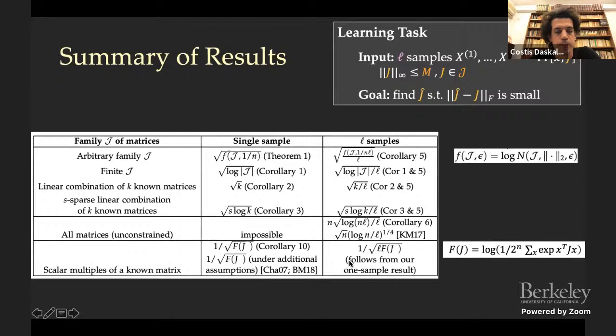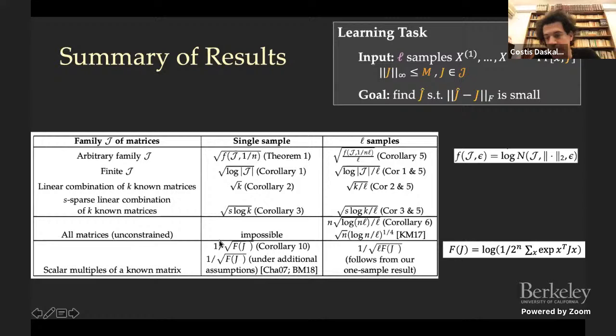Also, something that I didn't discuss is that, in comparison to the Chatterjee result and the Bhattacharya-Mukherjee result that I cited earlier, in the case where you know the interaction matrix up to a constant factor, our guarantees are stronger than those that existed in the literature before. So we are able to remove certain conditions that require the log partition function to be well behaved in the neighborhood of the true model.